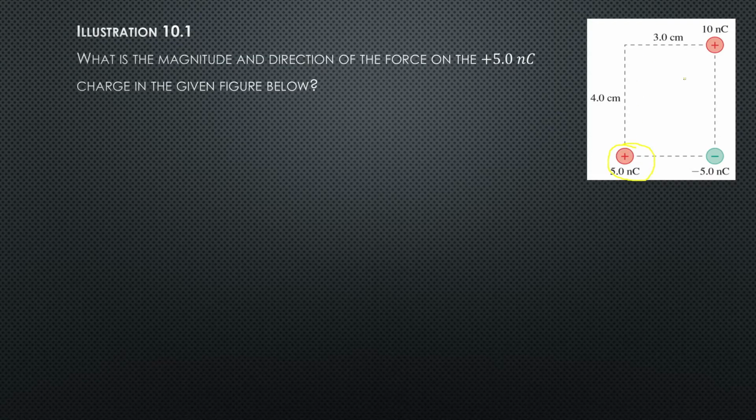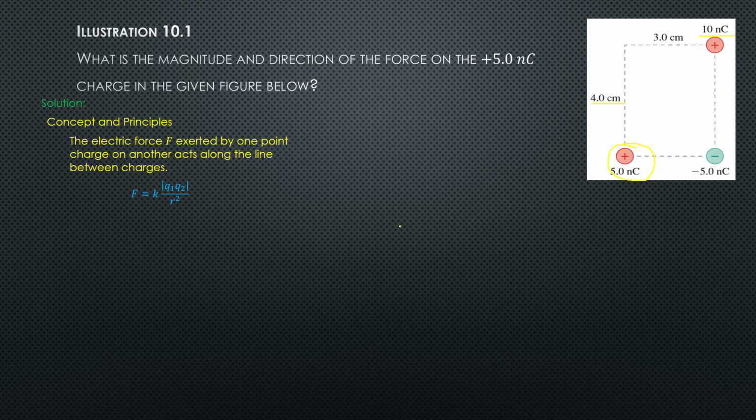Now, on the figure, the distance between the positive 5 nanocoulomb and the negative 5 nanocoulomb is 3 centimeters, right? And then the distance between the negative 5 nanocoulomb and the 10 nanocoulomb is 4 centimeters. So for our solution, the concept and principles: the electric force exerted by one point charge on another acts along the line between the charges, and the formula of Coulomb's law is given.